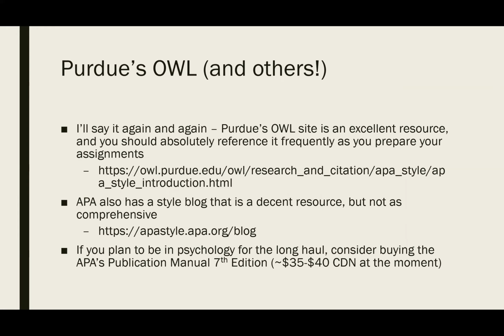Other than OWL, APA also has a style blog. It's not as comprehensive as Purdue OWL though, so I always send people there first. And then as a note, if you do plan to be in psychology for the long haul and maybe go on to graduate studies after, it is possibly a good idea to purchase the APA's publication manual, because everything that I'm saying in my presentation today is in there, and it's covered more comprehensively, and it's about $35 to $40 Canadian at the moment. So it might be a good idea if you're interested.